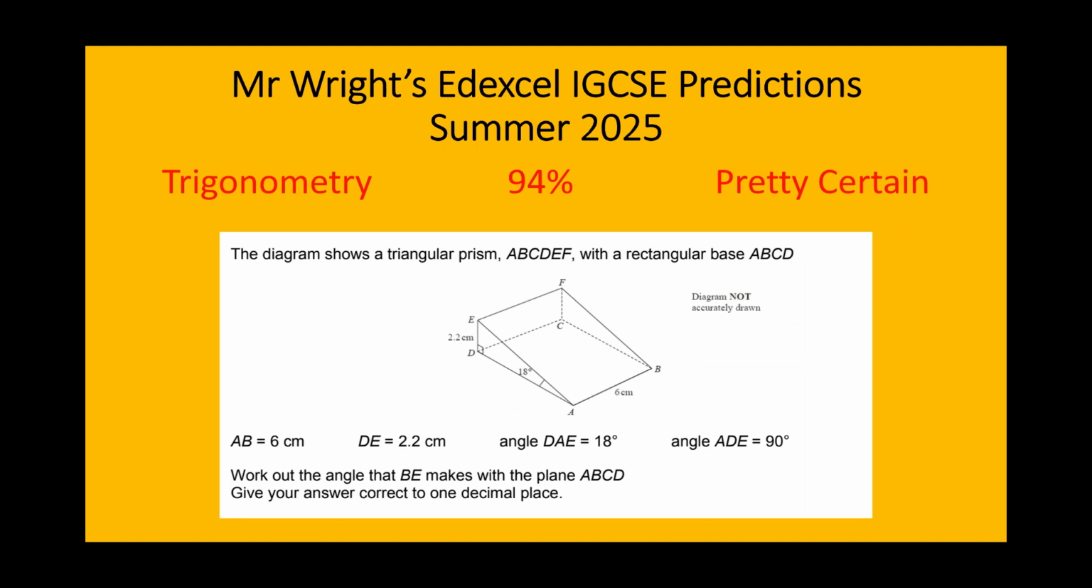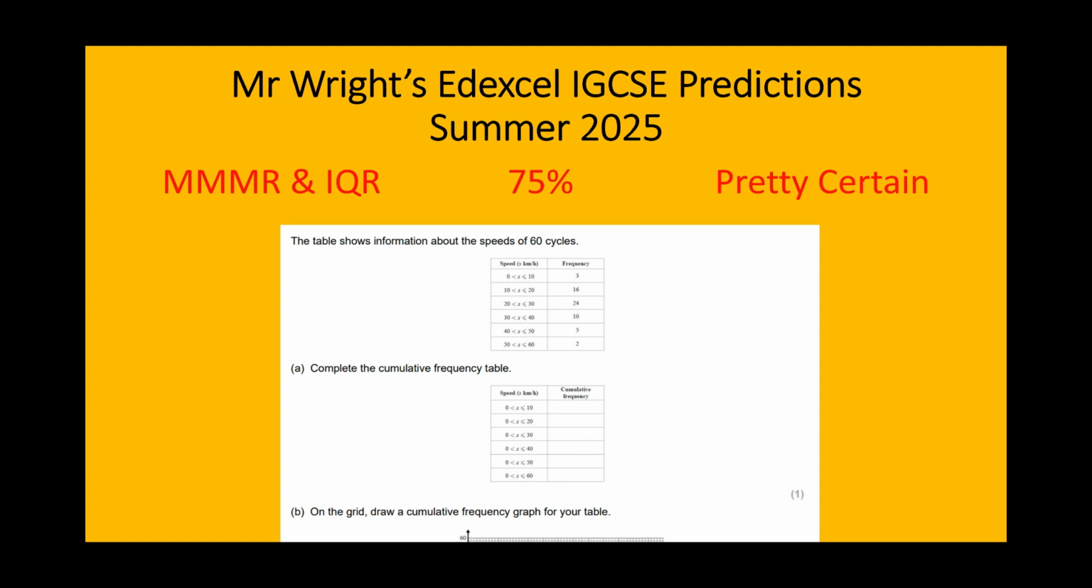Trigonometry, I've given that a rating of pretty certain. It's going to come up. It comes up on 94% of every past paper. So it's going to come up at least once, if not twice, across the 2 papers that you're sitting.